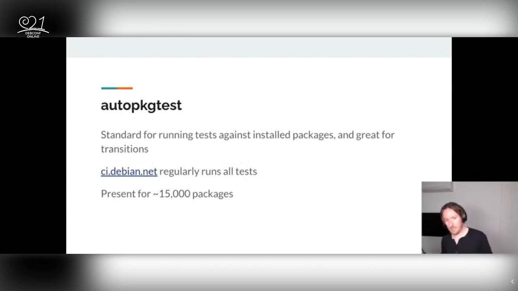Then there's autopkgtest. This is a standard for declaring how tests should be run against installed packages. And it's great for things like transitions. About half the archive has autopkgtests. And there's the CI system, obviously, which runs all of the tests somewhat regularly. So that allows you to actually be sure that when you make changes to a package, it's not completely broken. Obviously, the autopkgtests aren't fully covering all of the functionality, but it gives you a little bit more certainty than just I made some changes and it happened to build, which can still mean that binaries get installed in the wrong directories, for example.